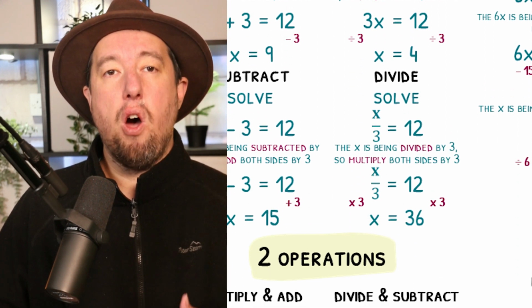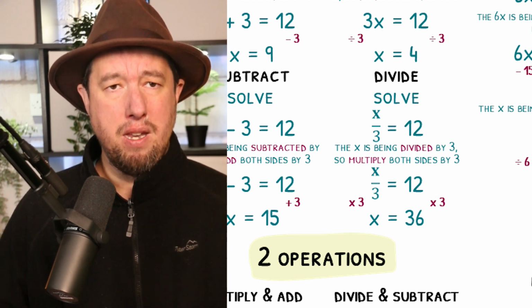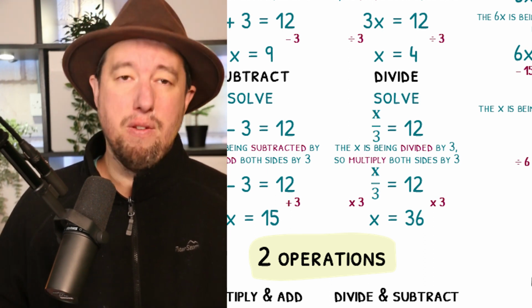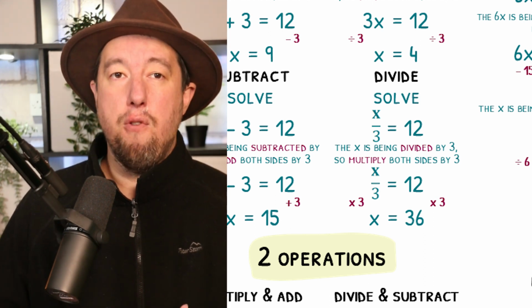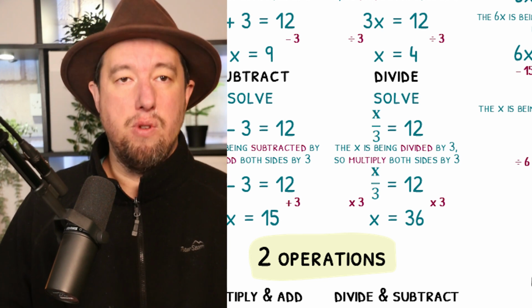To solve x over 3 equals 12, we must first remember what over 3 means. Over 3 just means divide 3. The inverse will therefore be times 3. 12 times 3, 36. x equals 36.